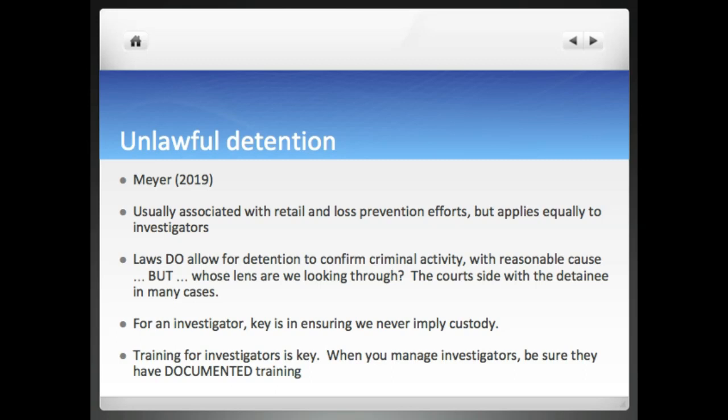And as an investigator in the future, you may train other investigators. Make sure that they understand that training on detention is part of that, and that it is documented, that they understand they cannot imply custody in an interview. Read that Meyer article again and keep it, because as a security professional, you will also have security officers working for you. Those rules are really the ones that get broken and come back to haunt you the most. So make sure that you understand it, and you set up a training program so that your officers understand it as well.